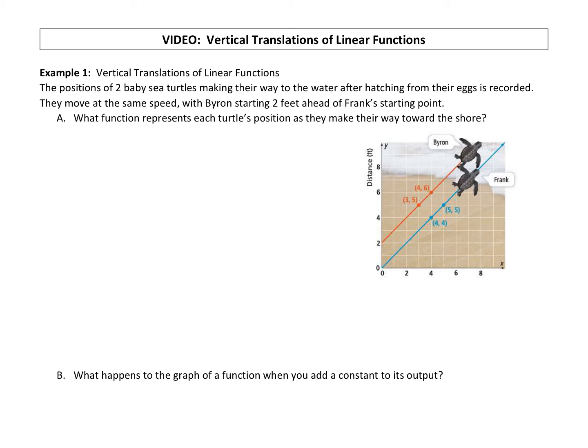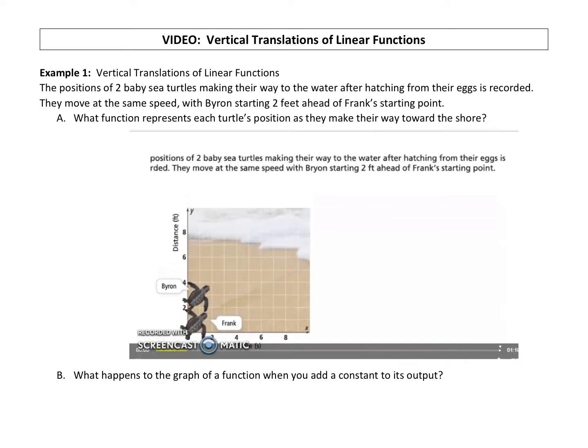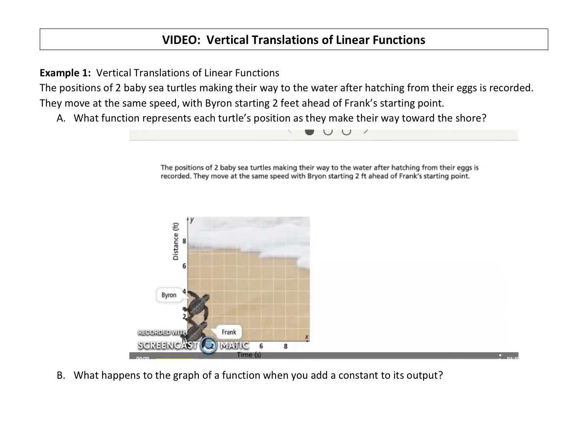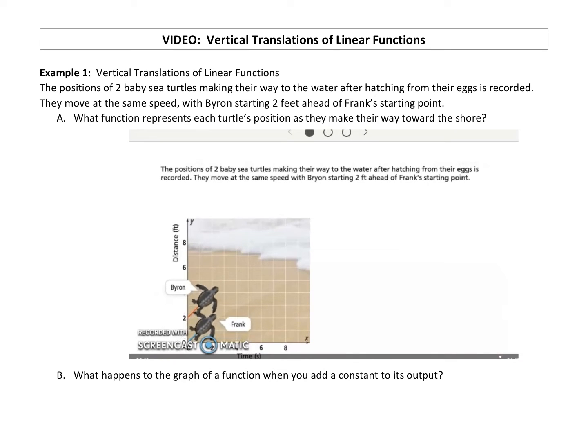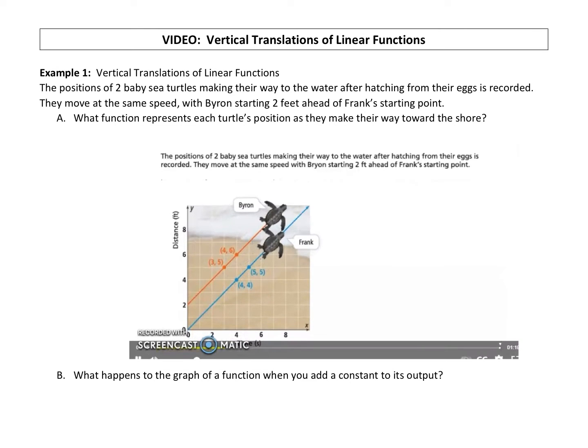All right, our first example, we are going to look at vertical translations of linear functions. Two baby turtles, Frank and Byron, are making their way to the water. The positions of the turtles as they move is recorded. They move at the same speed, with Byron starting 2 feet ahead of Frank's starting point. What function represents each turtle's position as they make their way to the shore?